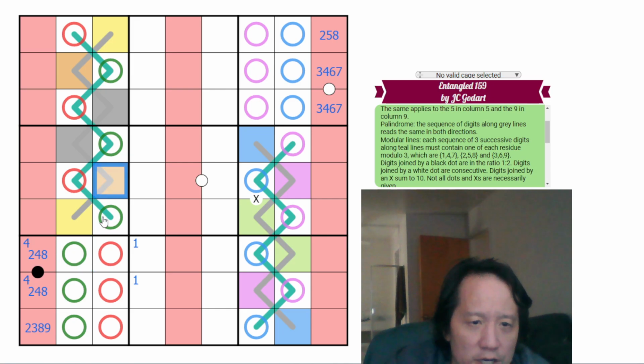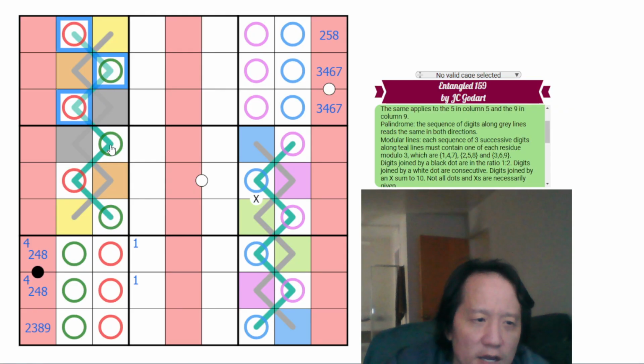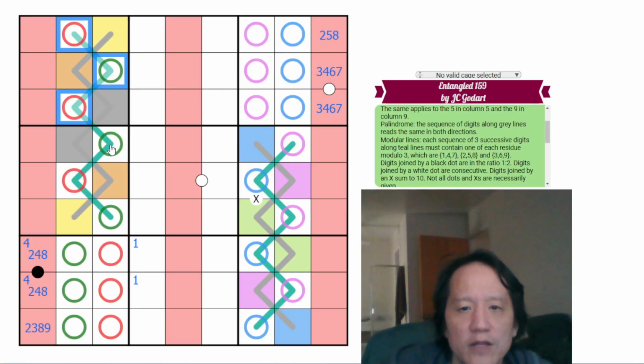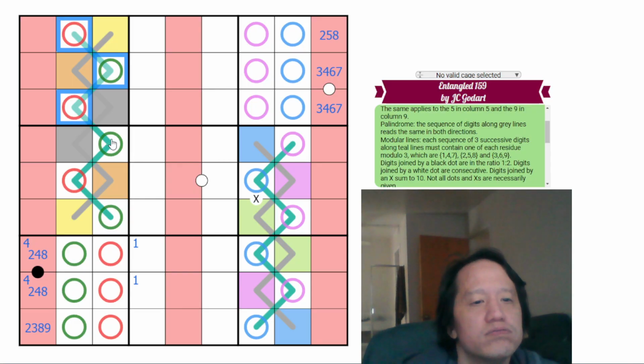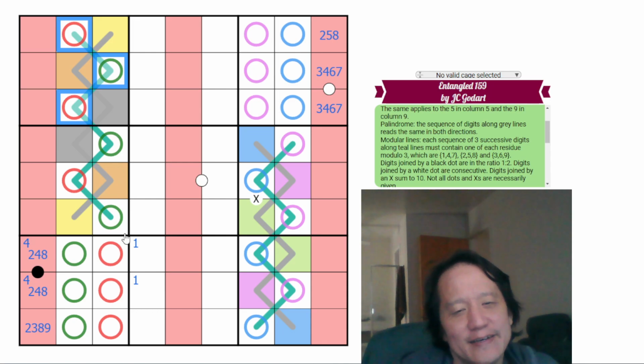So the 4 is one of these sets. We also have a 1 and a 7. So the 1 and the 7, one of them has to be here. One of them has to be here. Oh, sorry. One of them has to be here on the teal line, and one of them has to be here, because you cannot have 2 of the same modularity on a modular line. Wait, why do I care about that? I don't. Okay.